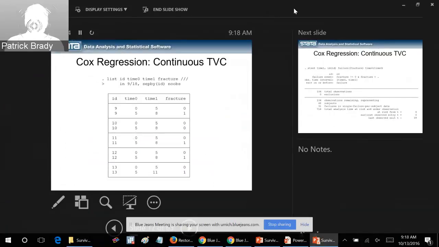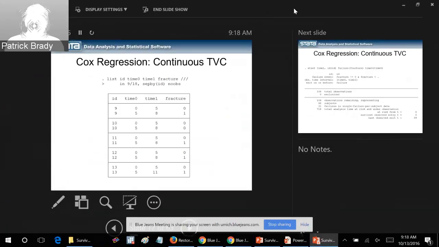So first off, how do we get this data in? This is what just the main part of the data look like. So instead of having a single time variable, we have 2. So I have the ID, I have time 0, I have time 1, and then I have whether or not they experienced the fracture or not. And just with the raw data, I can tell patient 9 was followed for time 0 to 5, and then again from 5 to 8.